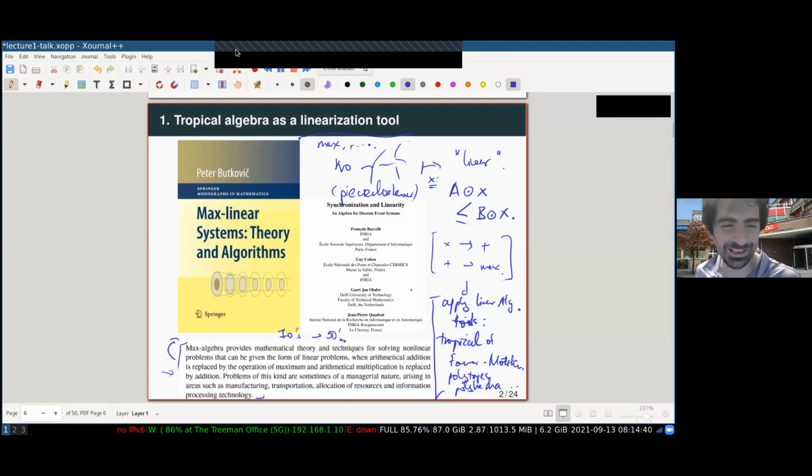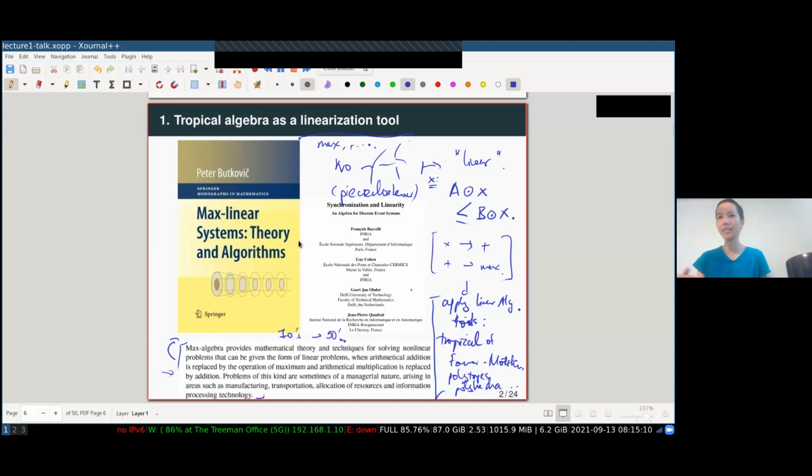Max algebra provides mathematical theory and techniques for solving nonlinear problems that can be given the form of linear problems when arithmetical addition is replaced by the operation of maximum and arithmetical multiplication is replaced by addition. Problems of this kind are sometimes of a managerial nature, arising in areas such as manufacturing, transportation, allocation of resources, and information processing technology.